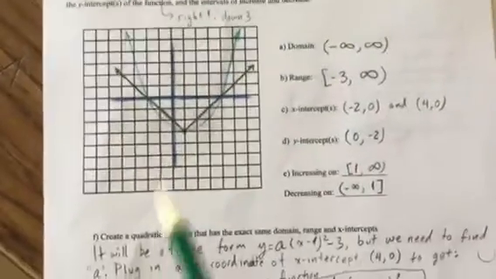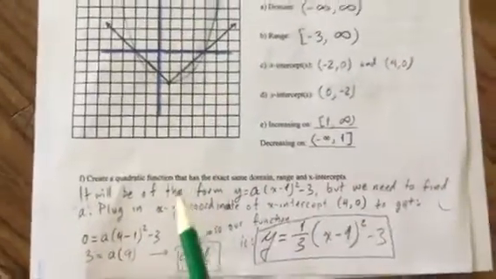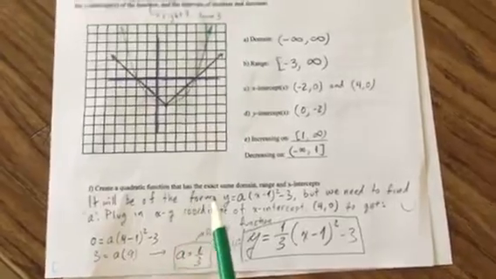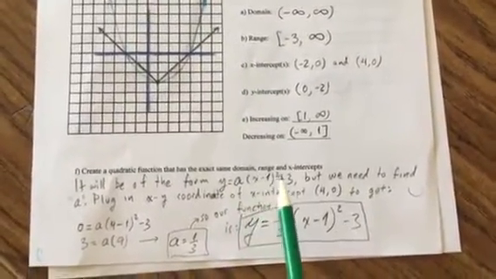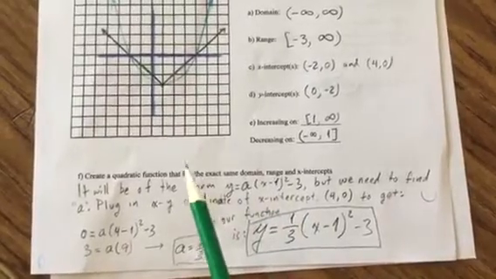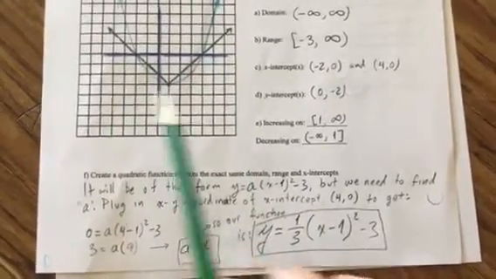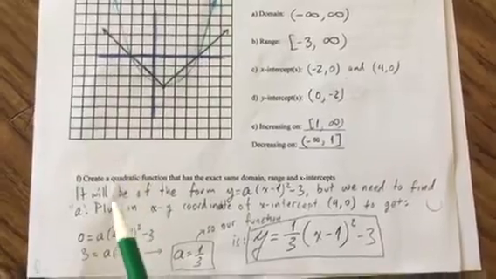All right, then the last part, it says create a quadratic function that has the exact same domain, range, and x-intercepts. Okay, well, if it's got the same domain, well, all quadratics have a domain of all real numbers, so that's no big deal.